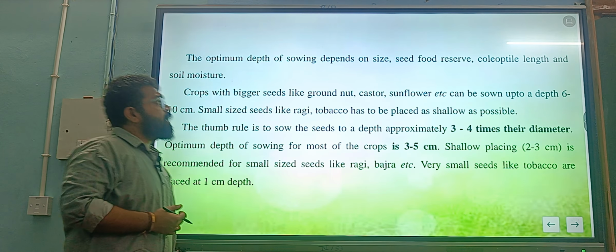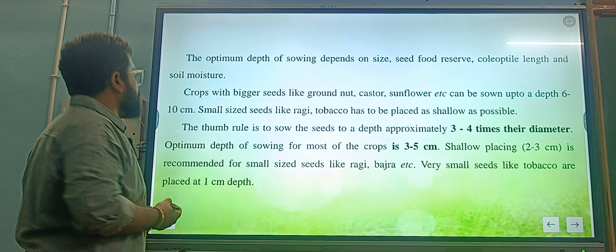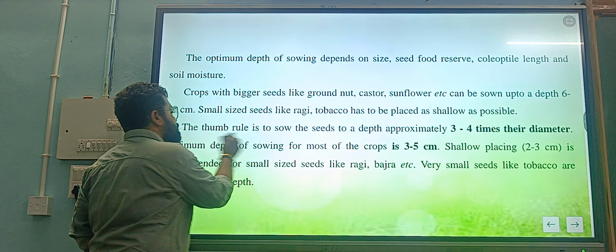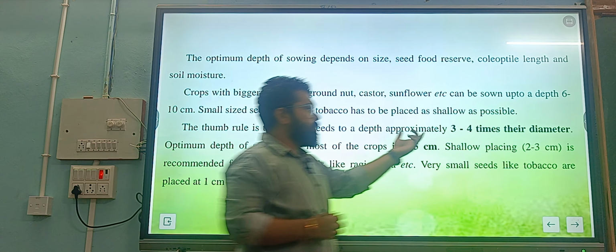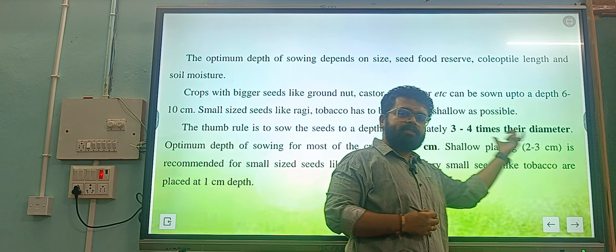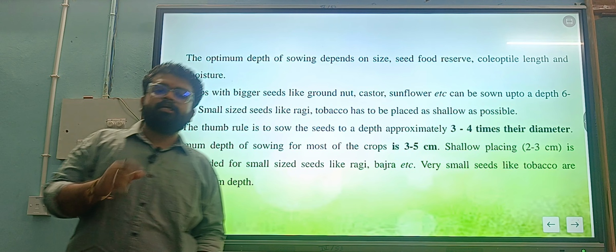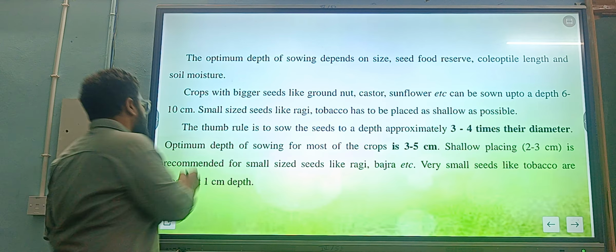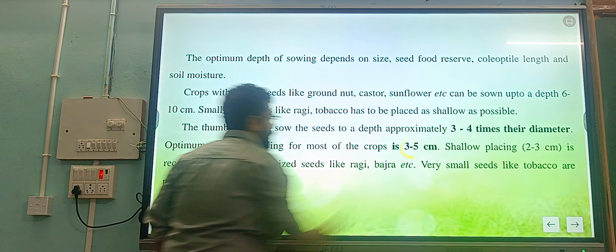The optimum depth of seeds is generally decided by a thumb rule. The thumb rule is to sow the seeds at a depth of approximately 3 to 4 times the diameter of the seeds, and the optimum depth of sowing for most of the crops is 3 to 5 centimeters.